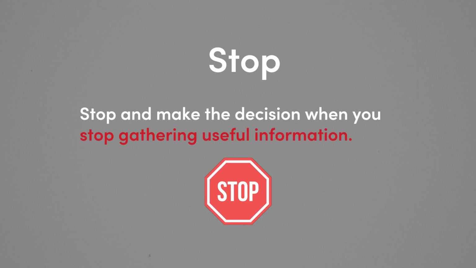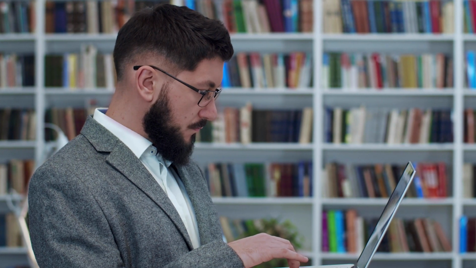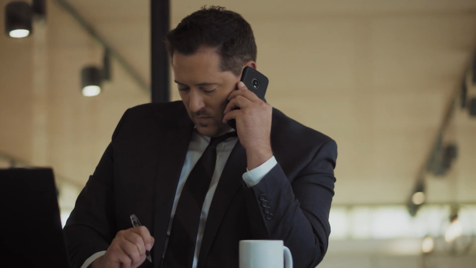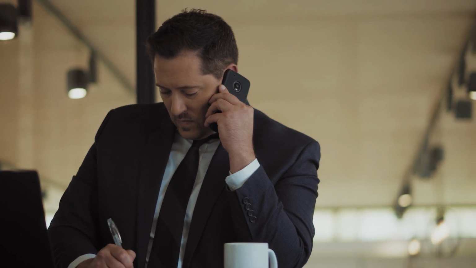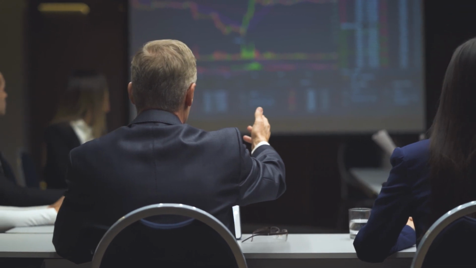The first one is stop, and this describes that you should stop and make the decision when you stop gathering information. Most likely you stop gathering information because there just isn't any more information to be gathered. In that moment, just make the decision. We can often fool ourselves into a perpetual state of information gathering, thinking that we're doing the right thing, when in reality, we're just delaying a big, tough decision. So as soon as you realize there isn't any new information you can have, make the decision.